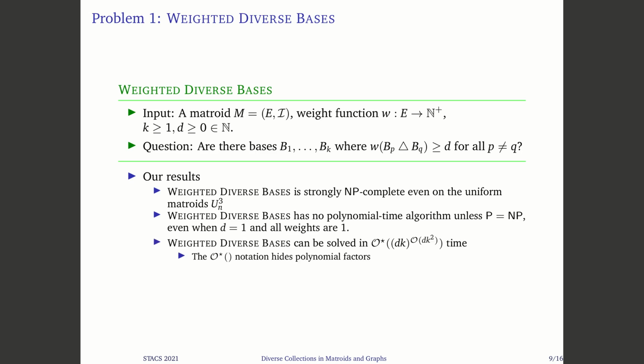On the positive side, we show that weighted diverse bases is fixed parameter tractable in the parameters d and k, and we also show that if we are given the input matroid as a representation over the finite field GF(q), then we can in polynomial time compute an equivalent instance of polynomial size. The size is polynomial in k and d and logarithmic in q, so we can compute a kernel for this problem, provided the input is given as a representation rather than as just an oracle.